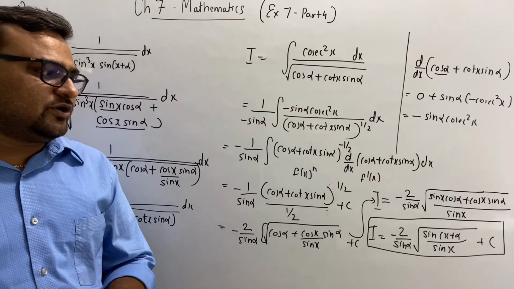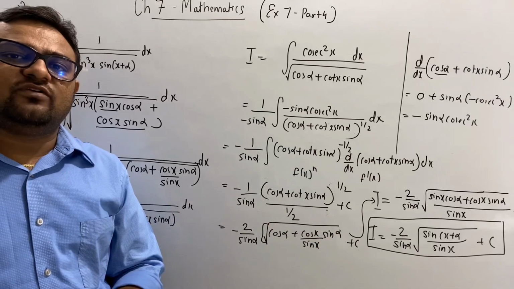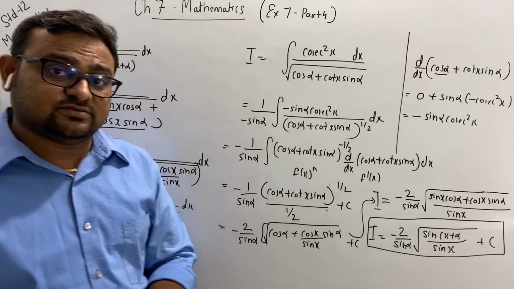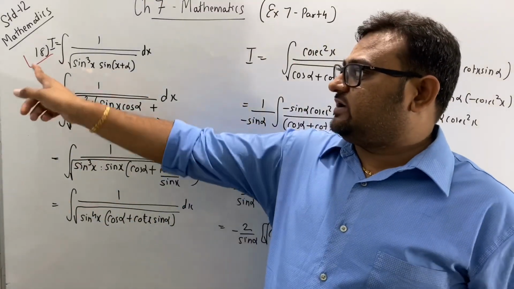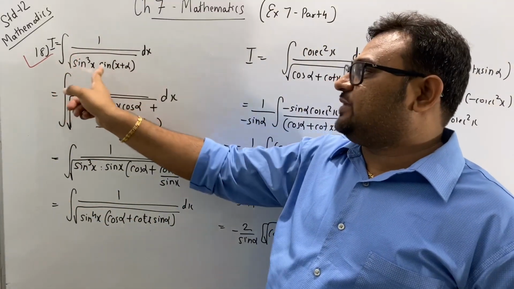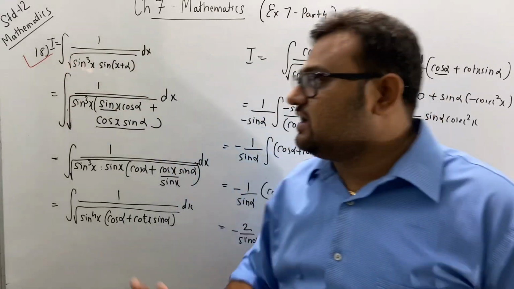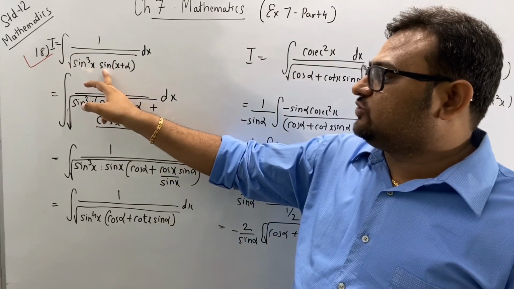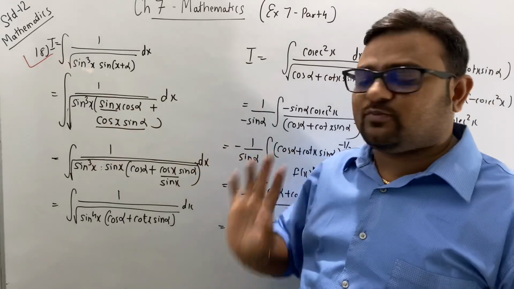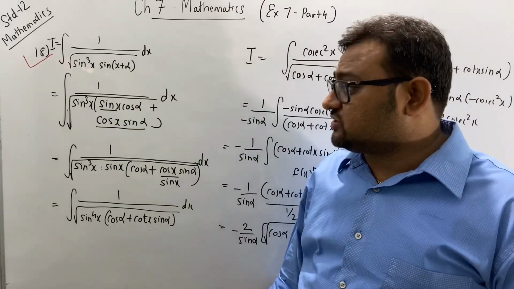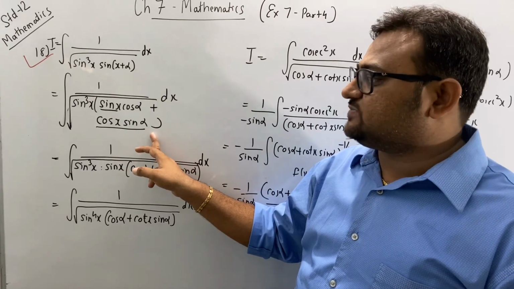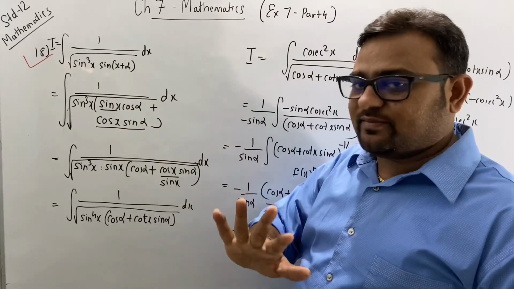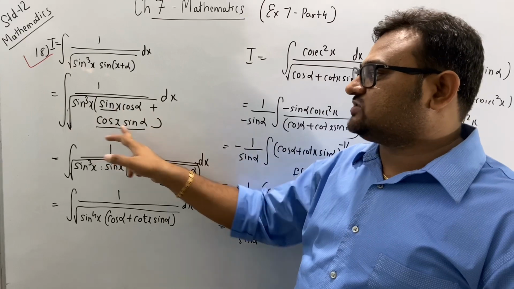Clear? So it's a very important sum. It's of 4 marks. Okay, see, I'm repeating it. Question number 18 is 1 upon sin cube x times sin of x plus alpha. What we had done, we had used this as sin x cos alpha plus cos x sin alpha. Sorry, my mistake.